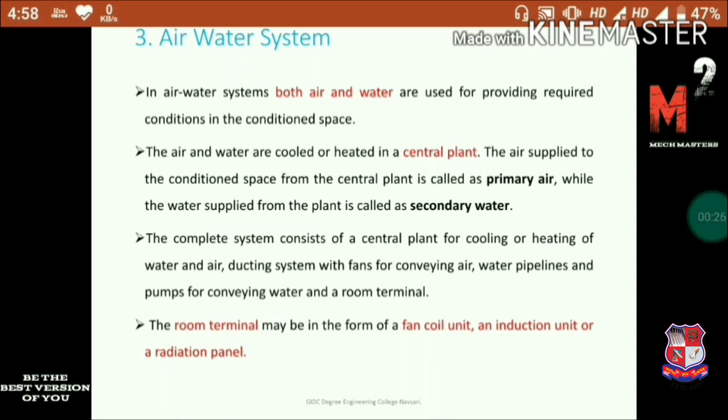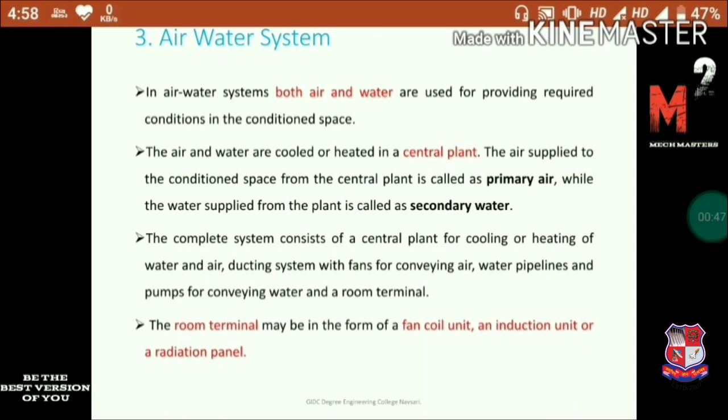The air and water are cooled or heated in a central plant. Here, both air and water are cooled in the central plant. So we use two separate air conditioning plants, one for air and one for water. Here mainly cooling or heating is produced by the air, so it's called the primary air, and the remaining heating or cooling is provided by the water, so it's called the secondary water.